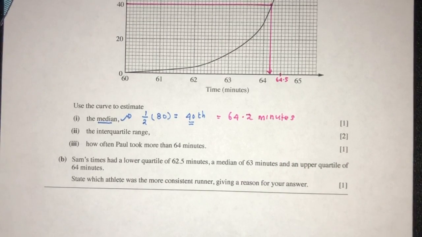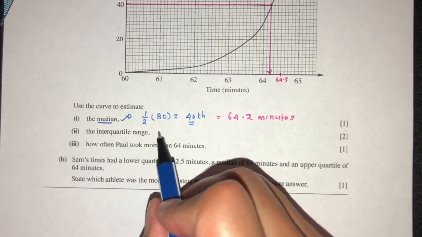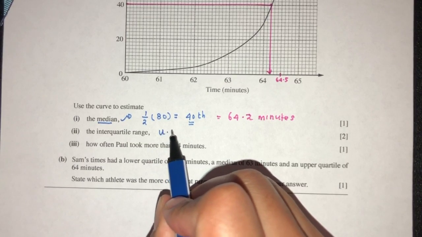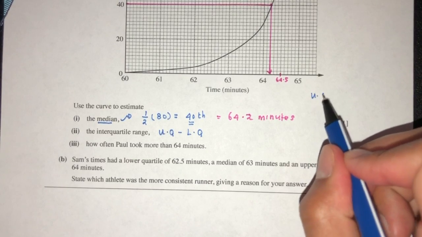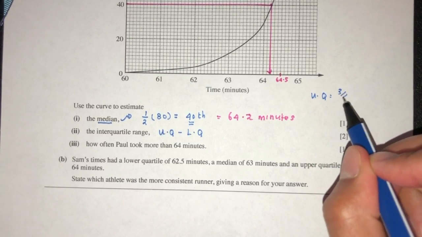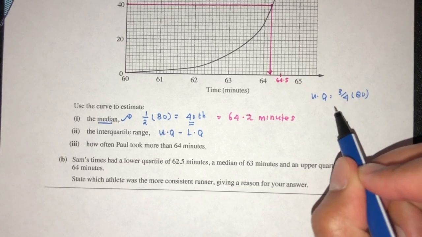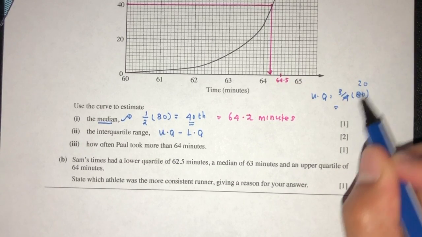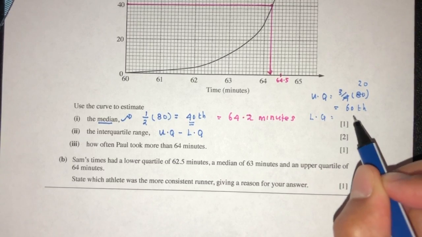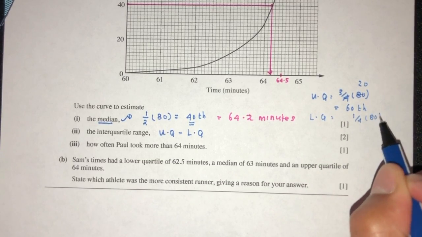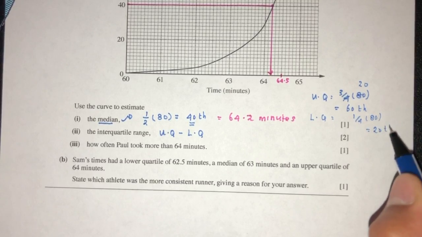Here we have to find the interquartile range, so pretty easy. That will be the upper quartile minus the lower quartile. Now how would you find the upper quartile? That will be 3/4 times 80. That should be the 60th element. And the lower quartile is 1/4 times 80. That should be the 20th element.